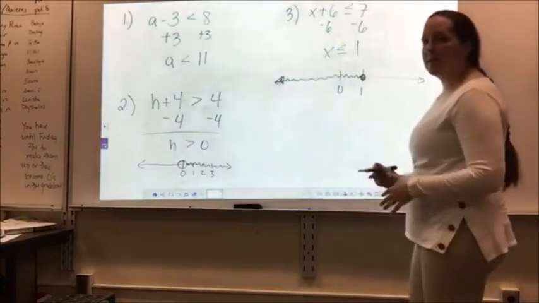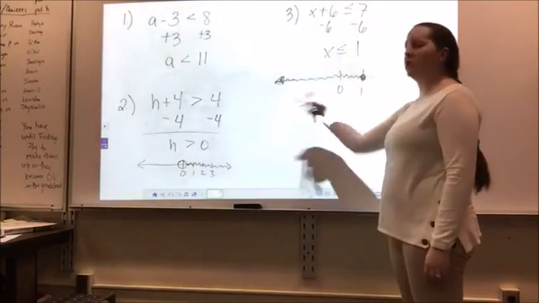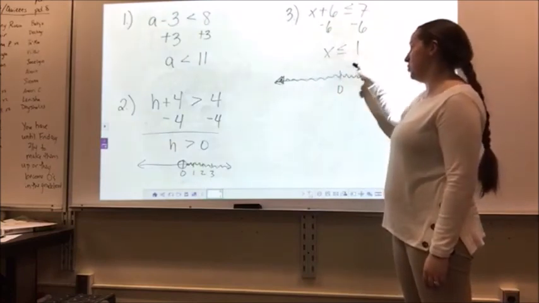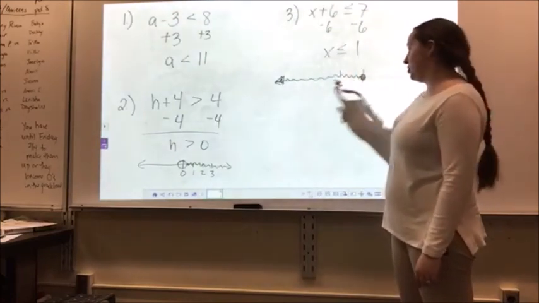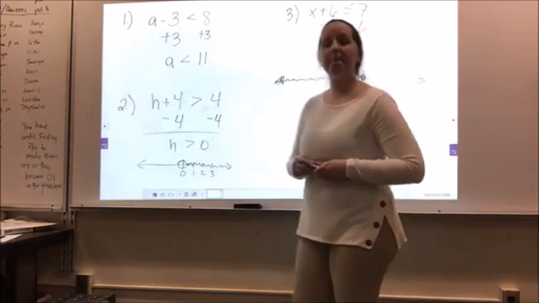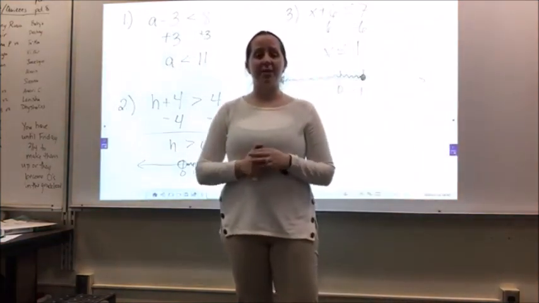You can always substitute a value in if you're not sure which arrow it goes. So for example, if I put 0 in, 0 is less than or equal to 1. So that is true, so that means I'm going in the right direction. And that is the end of Chapter 6, Lesson 6.